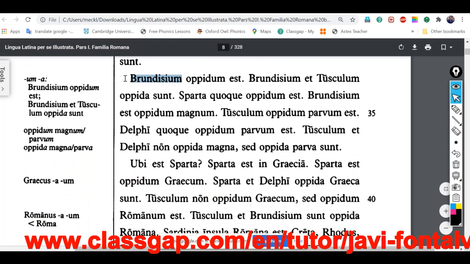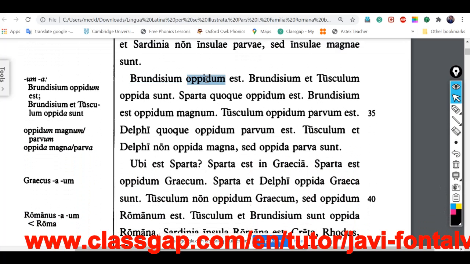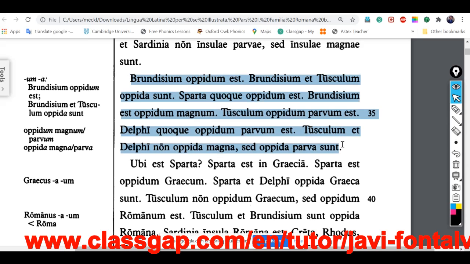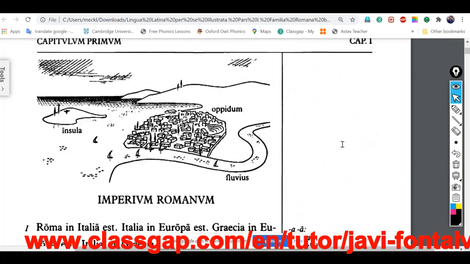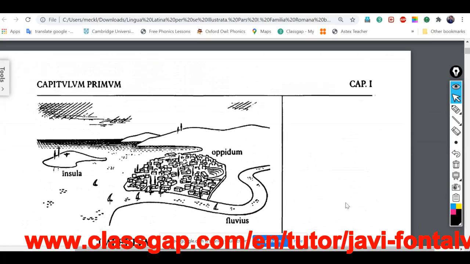Now we're going to talk about oppidum. What does oppidum mean? City. It's a city, a town. It could be both. At that time, you will have several words for city. Oppidum would be a walled city, like the one you have here in the picture. Something like this. It would be like a town.